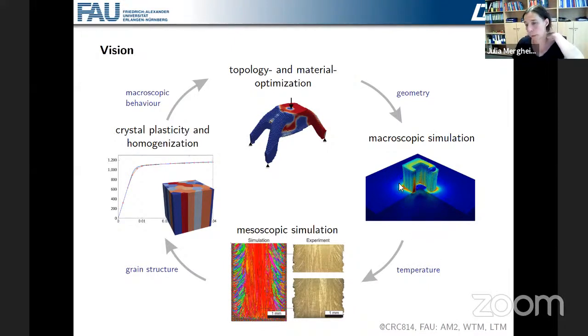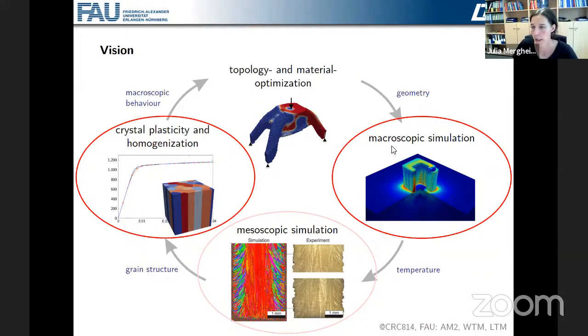The macroscopic simulation can predict the temperatures, also the stresses and the distortions. And the temperatures are used as an input for the mesoscopic simulation, which actually derives the grain structure evolution in the parts. And the grain structure is again used as an input for a homogenization framework with which we can then determine the macroscopic mechanical properties, which go back to the optimization framework. So that is done as a collaboration between 3 different groups from mathematics, material science, and mechanics.